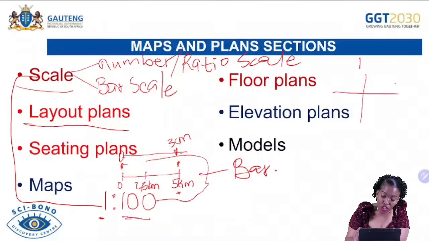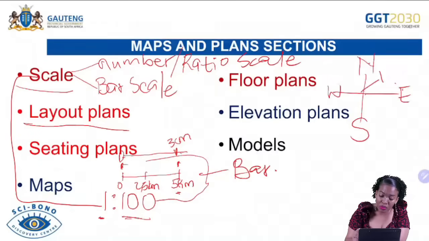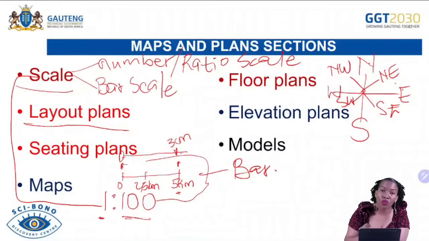Remember, the general direction is when we use the north, the south, the east, and the west. As soon as the question says give the general direction, then you know that I must refer to my cardinal points. And if this is north, this is east, this becomes what? The northeast, this becomes the southeast, and then this is southwest, and lastly this is your northwest.